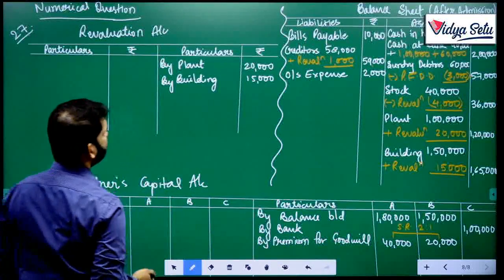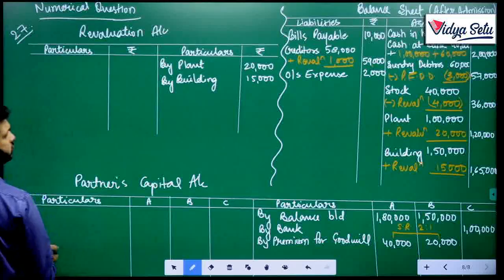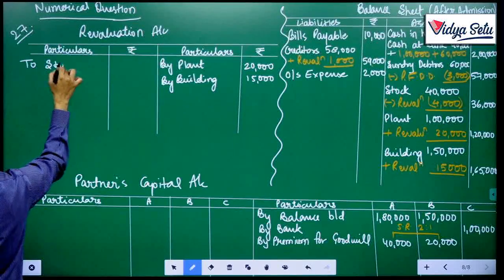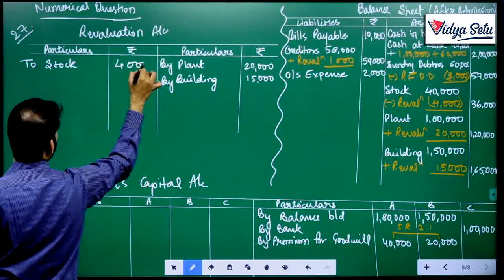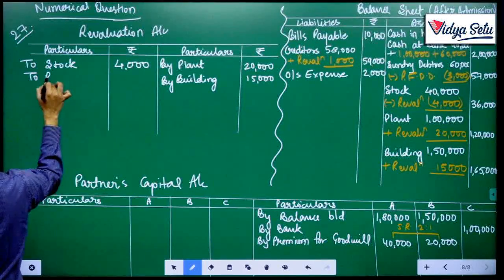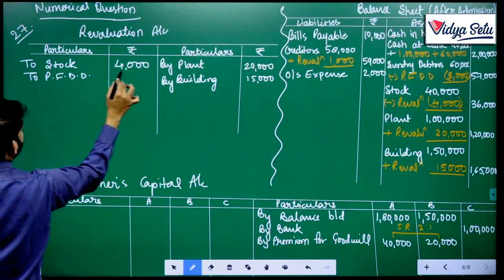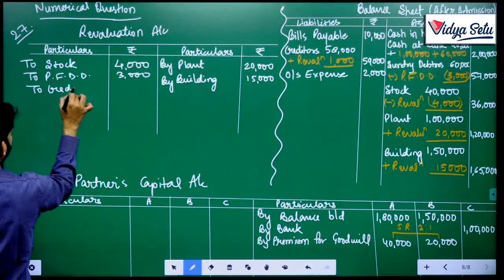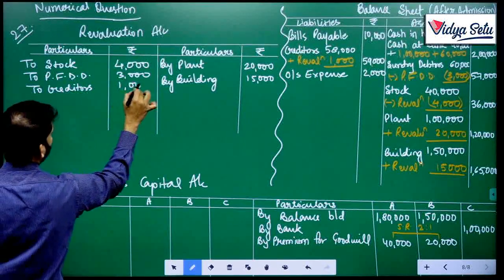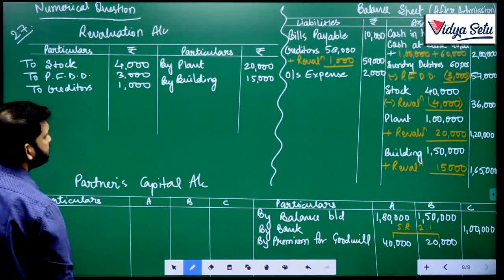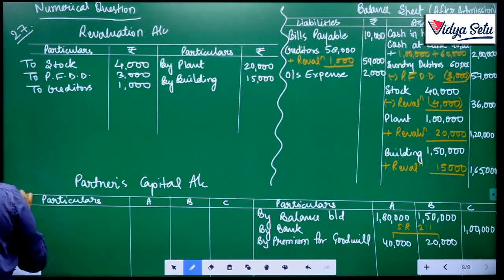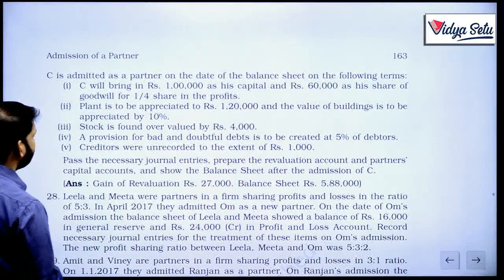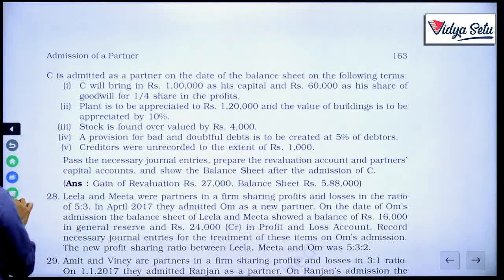Now, this is done. Let's put it on the revaluation account. First of all, we did stock. So stock going down, asset going down, is a loss for us. To stock 4000, to provision for doubtful debts 3000. A new liability coming in is also a loss, and to creditors, an increase is also a loss for us. All these are recorded on the debit and the credit side both. What else is remaining? Nothing. We have done all the entries. Now we just need to balance the accounts.